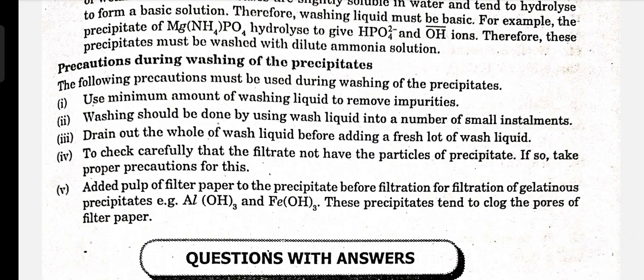Number 5, add pulp of filter paper to the precipitate before filtration for filtration of gelatinous precipitates. Example, Al(OH)3 and Fe(OH)3. These precipitates tend to clog the pores of the filter paper.